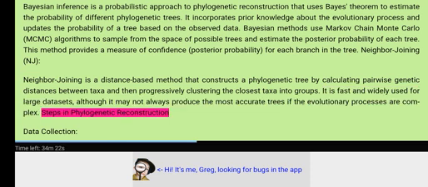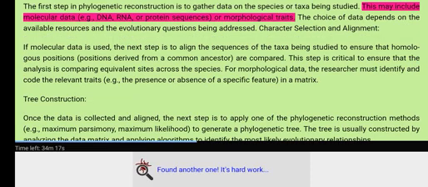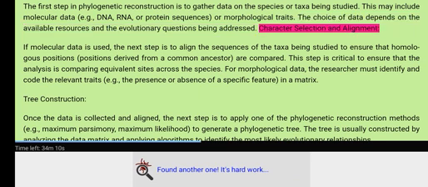Steps in phylogenetic reconstruction. Data collection. The first step in phylogenetic reconstruction is to gather data on the species or taxa being studied. This may include molecular data, e.g., DNA, RNA, or protein sequences, or morphological traits. The choice of data depends on the available resources and the evolutionary questions being addressed. Character selection and alignment.